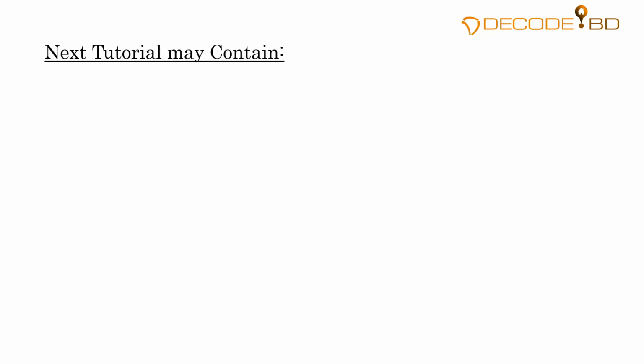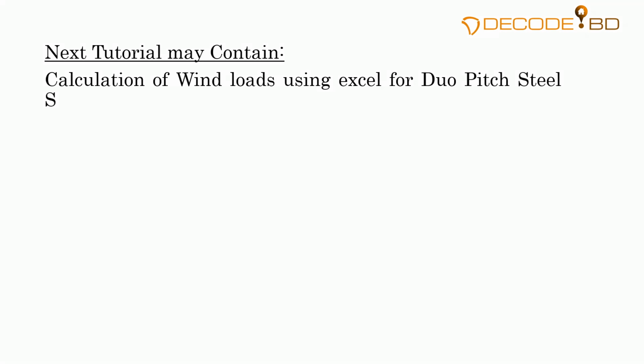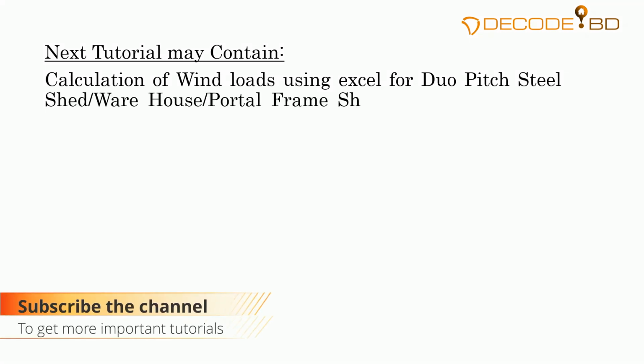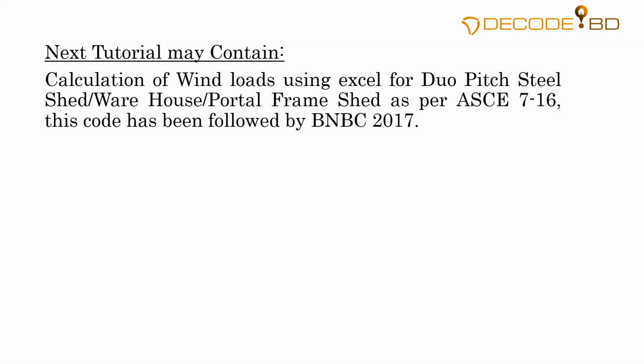So the next tutorial may contain calculation of wind loads using an Excel sheet for a duo-pitch steel shed or warehouse or portal frame shed as per the ASCE 7-16 code. This code has been followed by BNBC 2017. So whoever is following ASCE 7-16 or BNBC 2017, both of these viewers may use this calculation method.